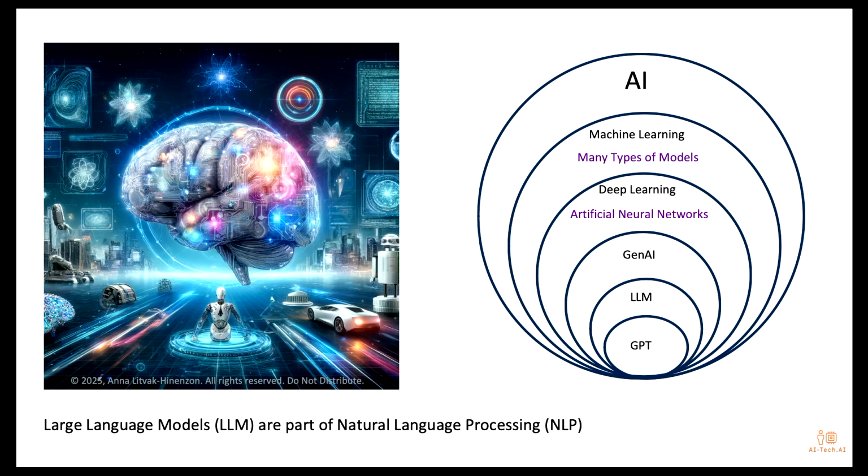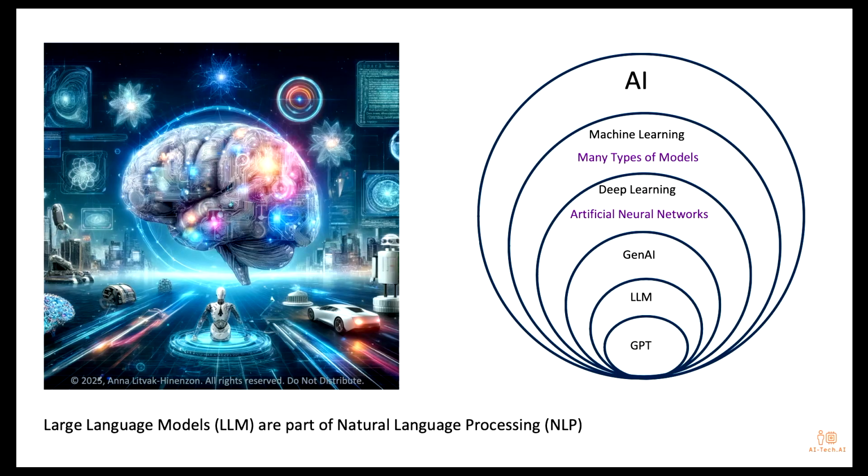Part of machine learning is deep learning, which started in the 2010s. Deep learning is really artificial neural networks that have many layers and try to mimic the way the human brain works. Generative AI, which created all the recent hype, is mostly based on deep learning models. And large language models are part of generative AI.